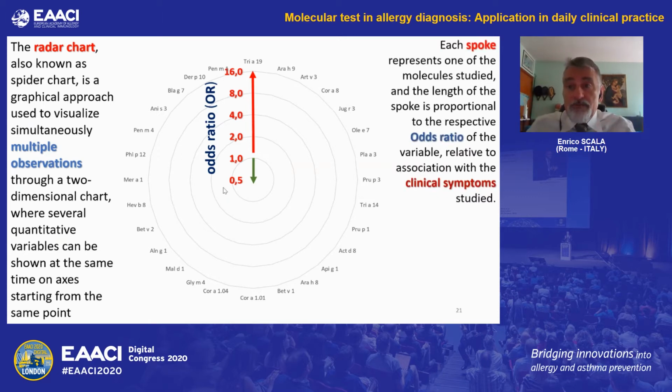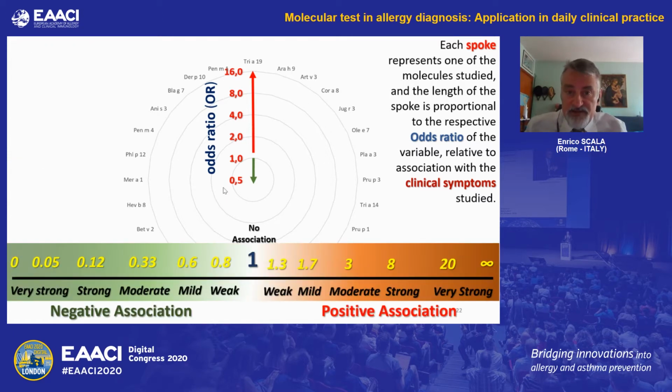Every single spoke represents one of the molecules studied, and the length of the spoke is proportional to the odds ratio that I placed on the y-axis. And the odds ratio is relative to the association between that molecule and the clinical symptom studied. And as you know very well, when you have an odds ratio value above 1, you are in the presence of a positive association. And such association could be more or less strong, from weak to very strong.